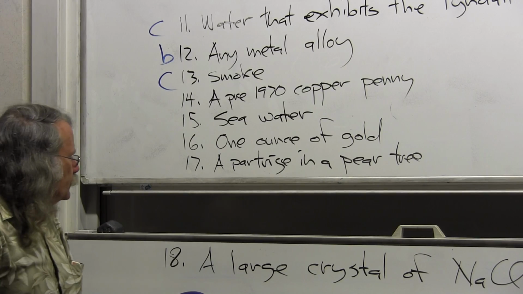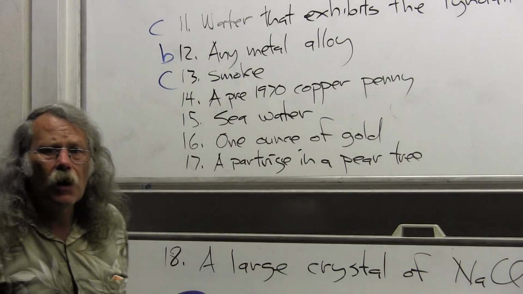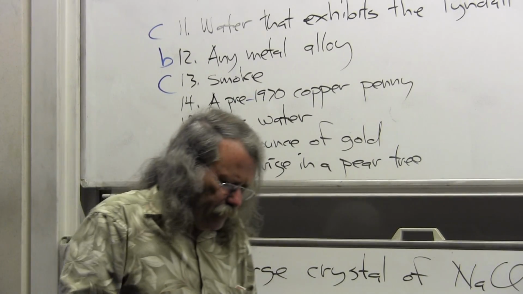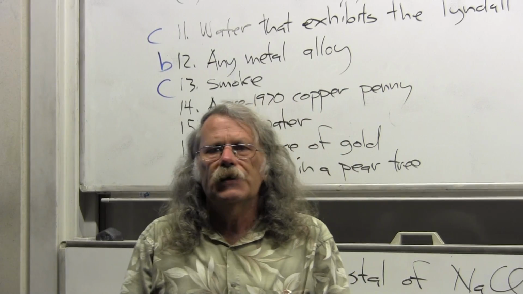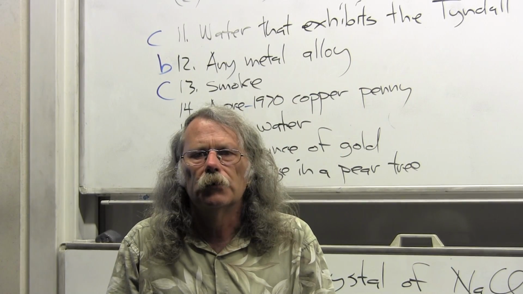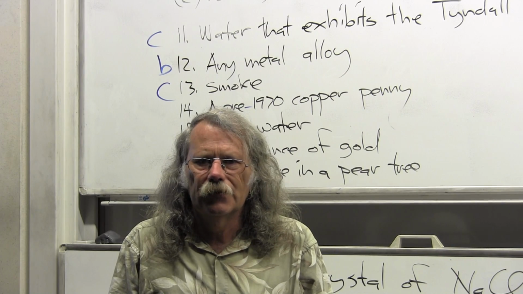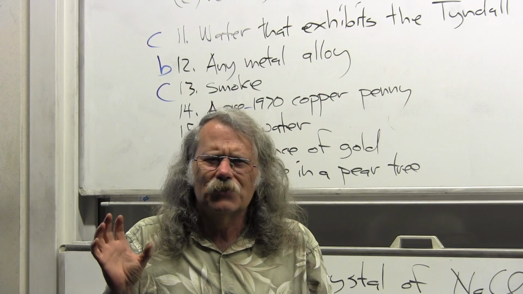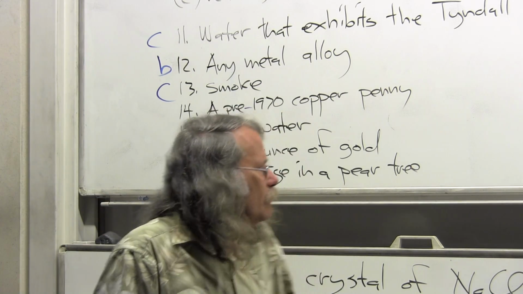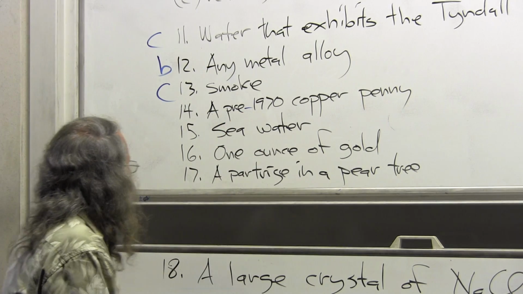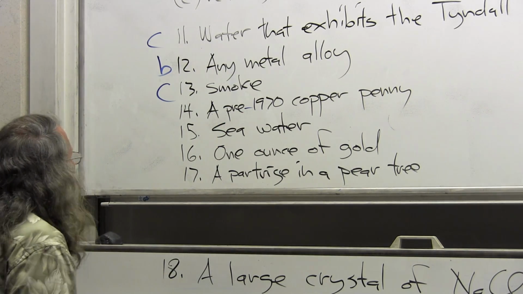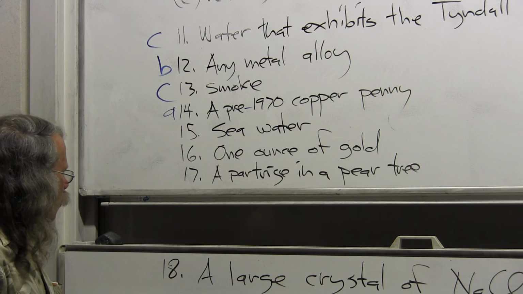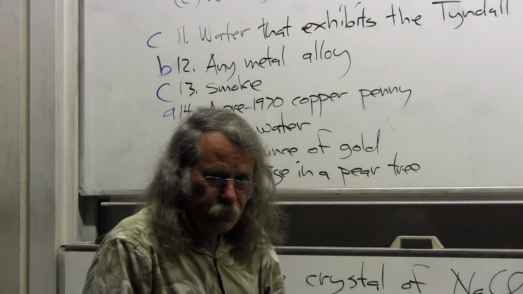Now, 14, a pre-1970 copper penny, and I guess I should hyphenate that. A pre-1970 copper penny, and prior to 1970, pennies were made of pure copper, or as pure as they could get it. It may have been an alloy to a certain extent, but let's just consider it pure copper. And so this would be an example of a pure substance. Okay. A.